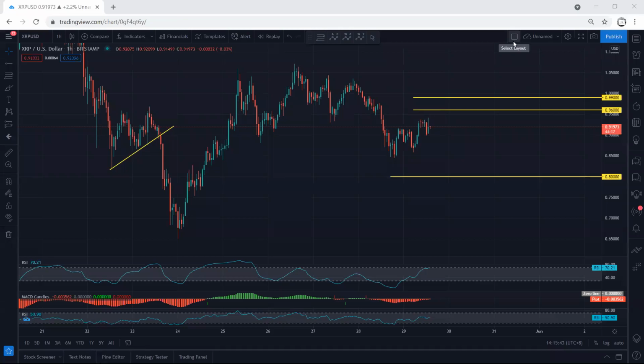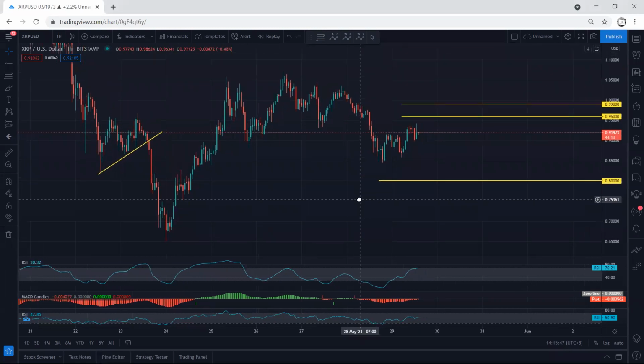XRP, we start with the 1 hour chart. Just want to give a quick update. If you refer to our analysis in my last video, when the price was exactly within this move, we mentioned if you want to look for a trade, we can have entry above the top. Anyway, after that there was a drop and the price reversed.